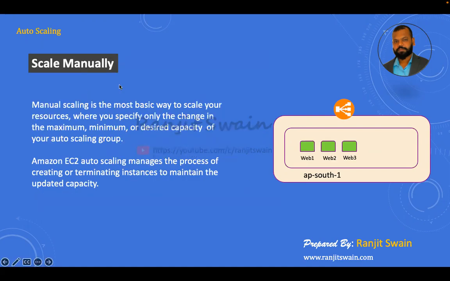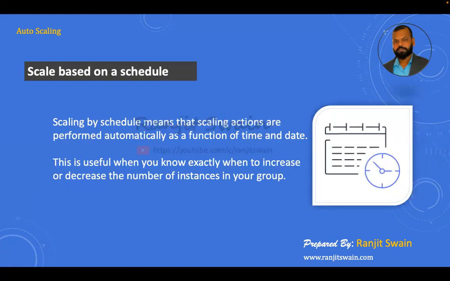So scale manually, right? If you have 3 servers and your customer count increases and you want to increase your number of instances, what you can do is manually add the servers. You can manually scale that, based on the requirement, like if your customers increase.